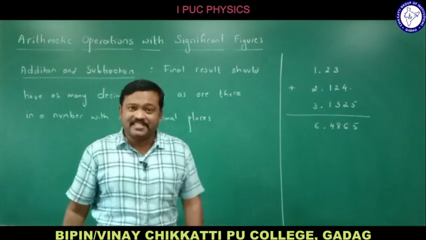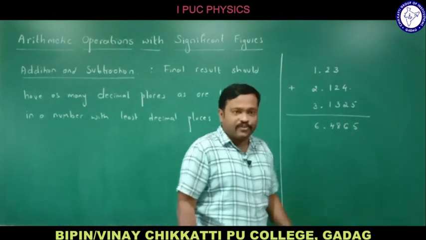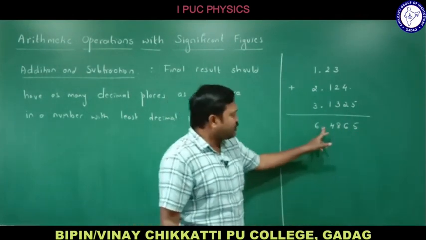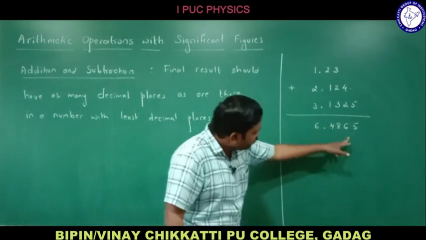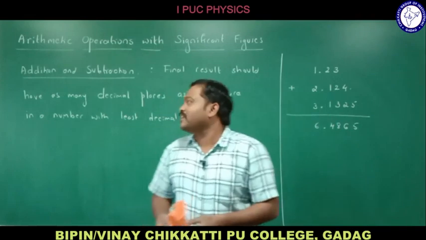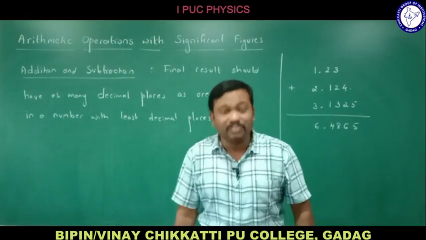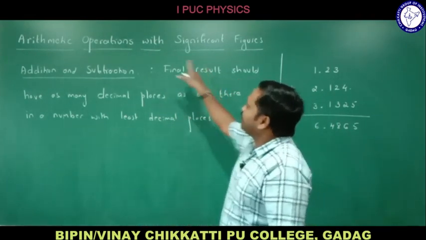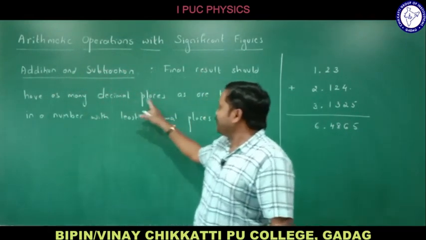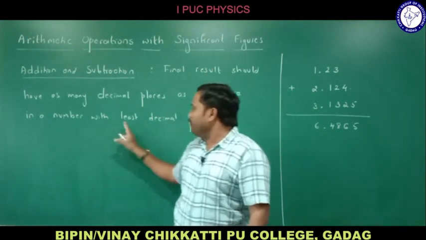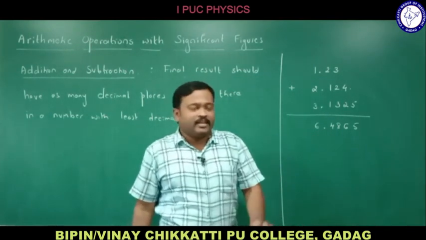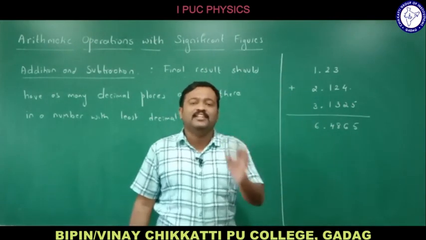Now, the question arises here is, how many decimal places we need to take? When do we need to stop? We need to stop at 6.4 or 6.48 or 6.486, or we need to write all the digits, right? So, to understand that, we need to know this rule. The rule says that the final result in addition and subtraction should have as many decimal places as are there in a number with the least decimal places. Means this number should have decimal places similar to the number with the least decimal places.